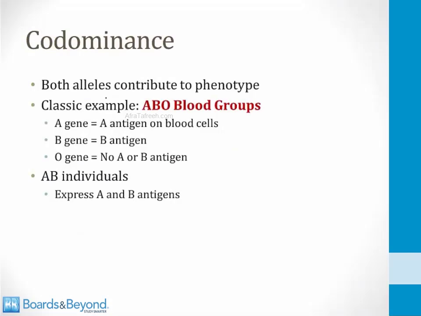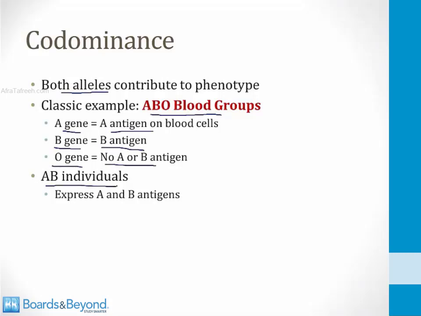Codominance occurs when there are different alleles for a given gene, but none are dominant over the other, and both alleles in an individual contribute to the phenotype. The classic example of codominance is the ABO blood groups. If you have the A gene, then your red cells will have the A antigen on their surface. If you have the B gene, then your red cells will have the B antigen on their surface. And if you have the O gene, your red cells will have neither A nor B.